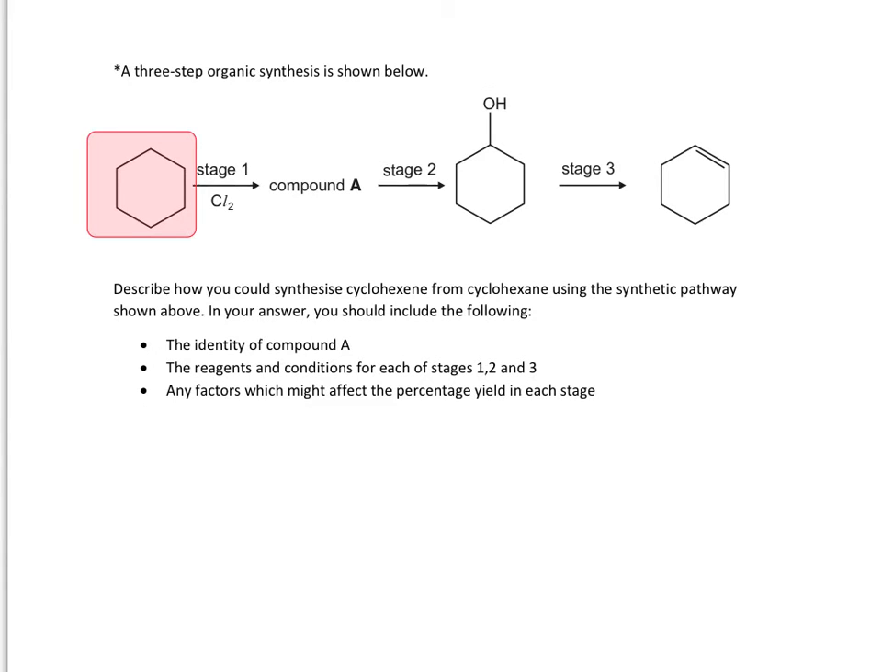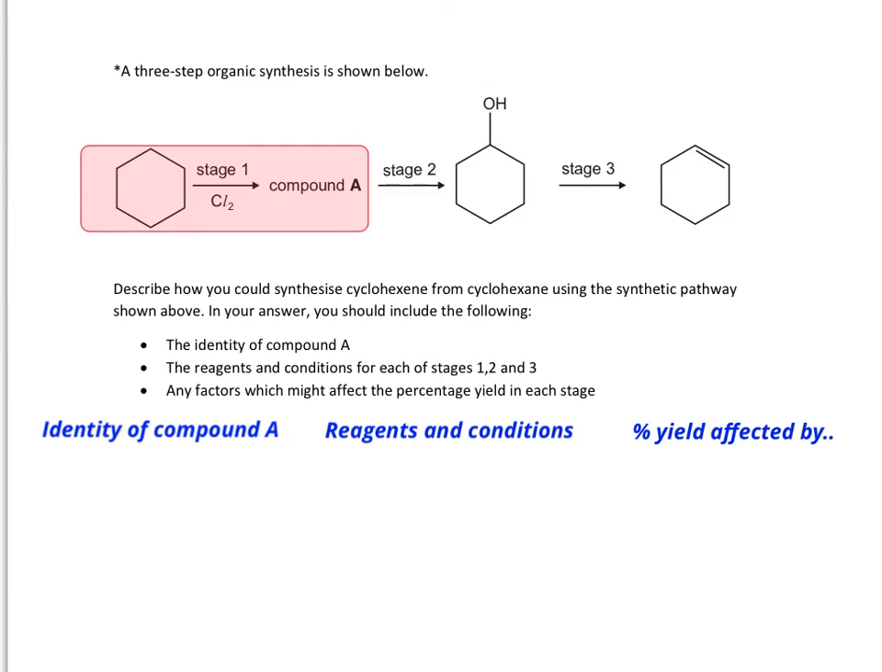Now along the way we have to give the identity of compound A, and we have to give the reagents and conditions for each of stages 1, 2 and 3. And finally we need to say what factors might affect the percentage yield in each case. Now I also suggest thinking about how to structure your answer before you start writing it out, so maybe giving yourself sections to write about rather than trying to juggle it all in your head at once.